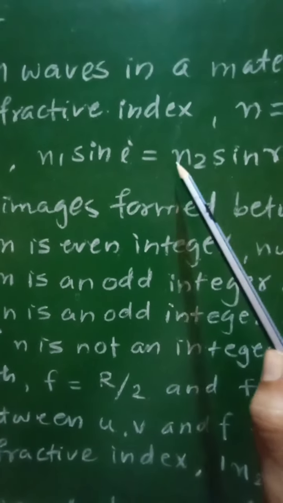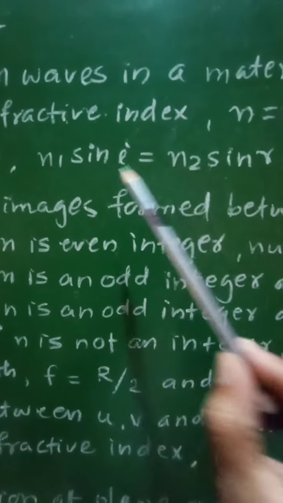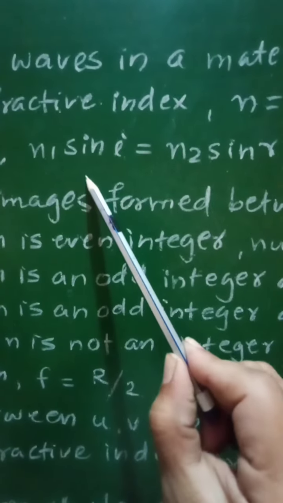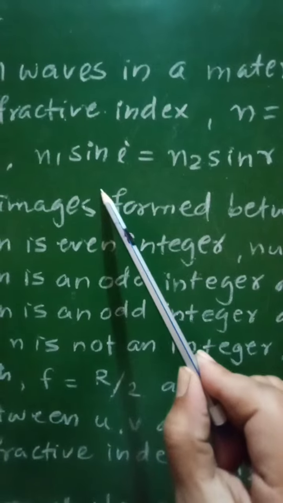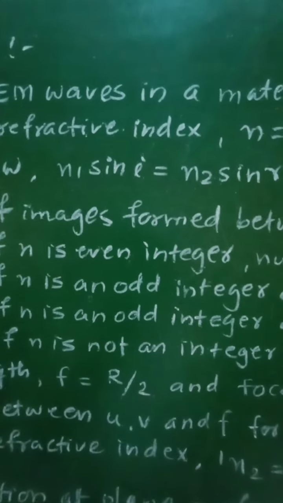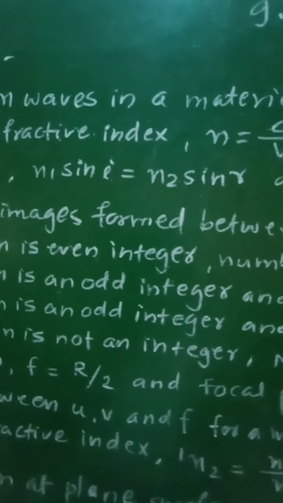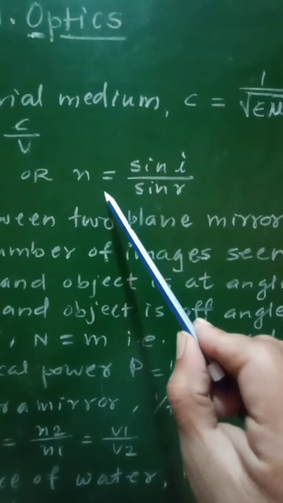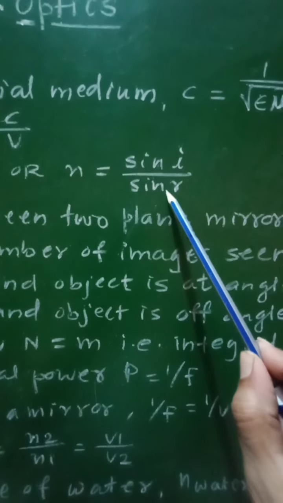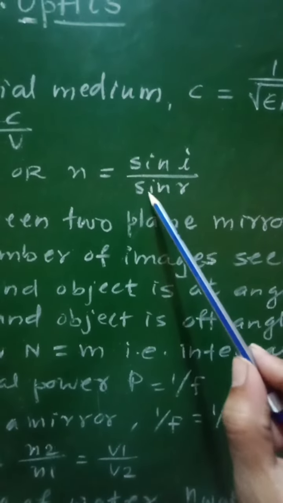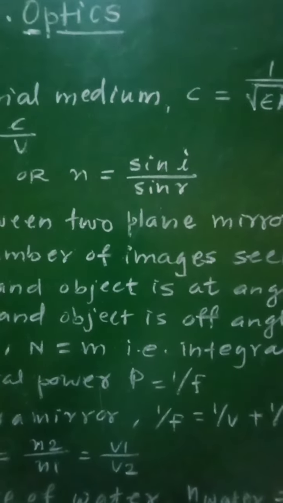From this formula, we can write n2 by n1 equal to sin I upon sin R. That n2 by n1 is the relative refractive index of that medium, and therefore it is represented by n, and we can write n is equal to sin I upon sin R.